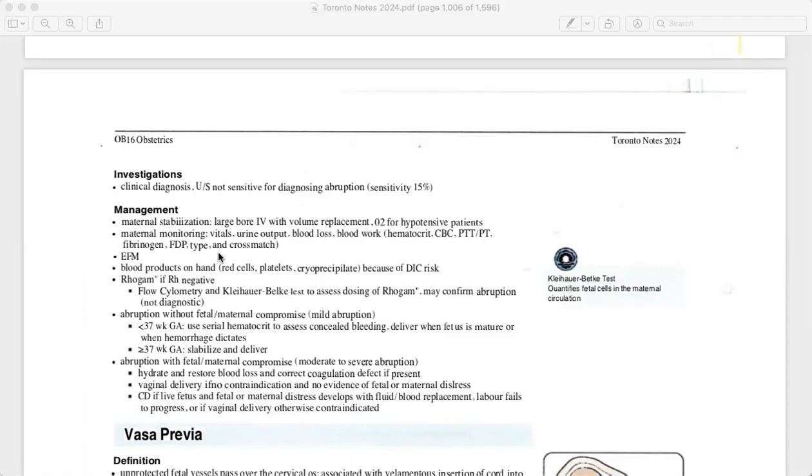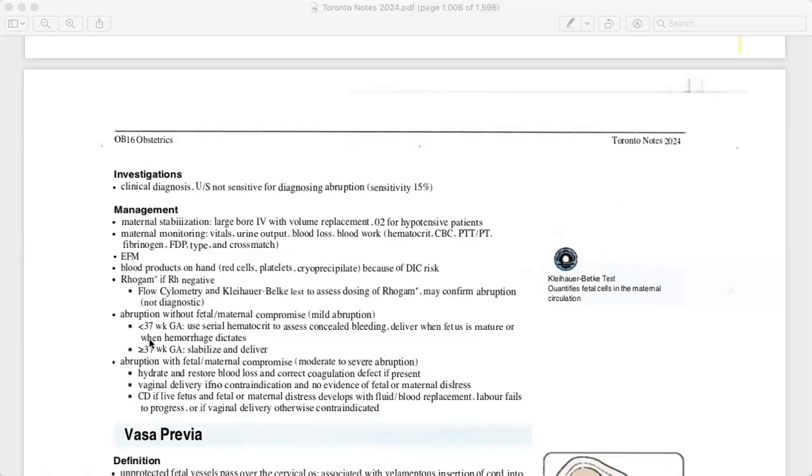What are those blood products that are needed? Red cells, platelets, cryoprecipitate. Why? Because the bleeding is happening and the patient could go towards shock. So that's why. RhoGAM, you are going to give, and flow cytometry and Kleihauer-Betke to confirm if the RhoGAM dose was enough. If this is less than 37 weeks, you are going to keep the fetus in the womb as much as possible and try to stabilize the mother. But if this is more than 37 weeks, stabilize and deliver.